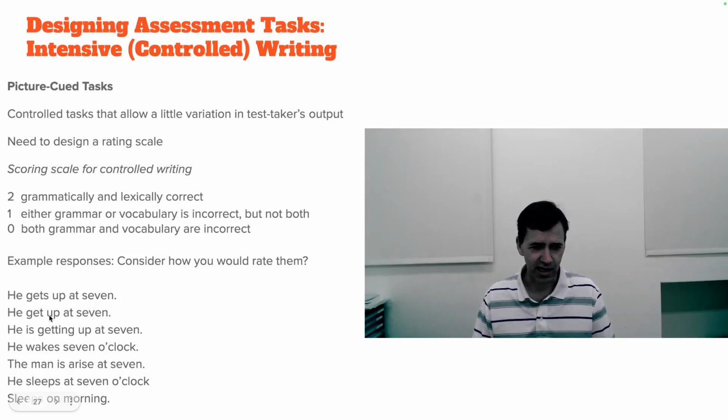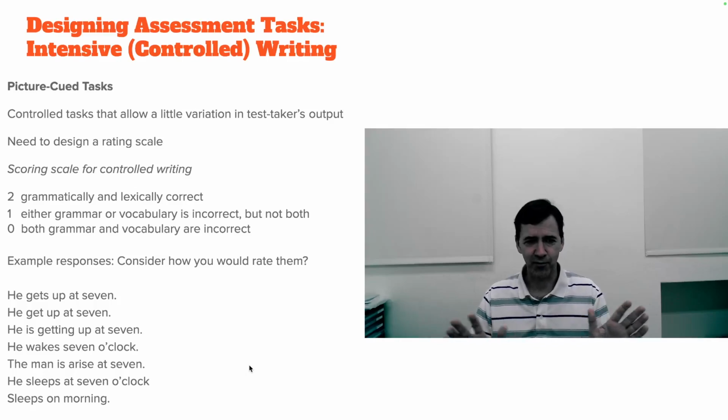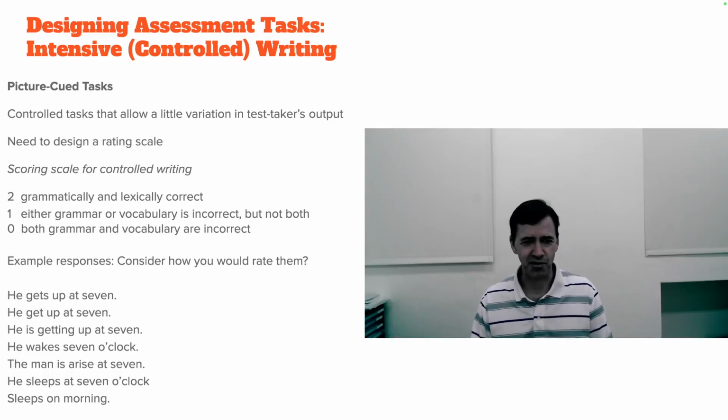look at this. He get up, so he gets up. Okay, grammar. He is getting up. Okay, it's the wrong tense. He wakes 7 o'clock. He wakes up. The man is arise, so it could be arises. And then he sleeps. No, he wakes up, not sleeps. So this one is lexically incorrect. And then the last one, sleeps on morning. Grammar, vocabulary, both wrong. So that one would be 0.